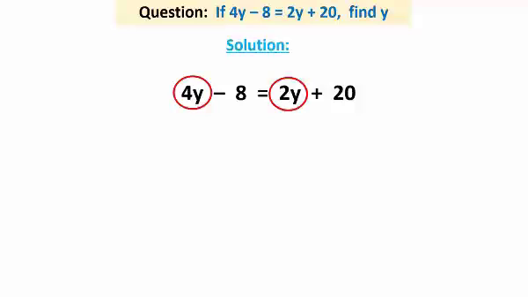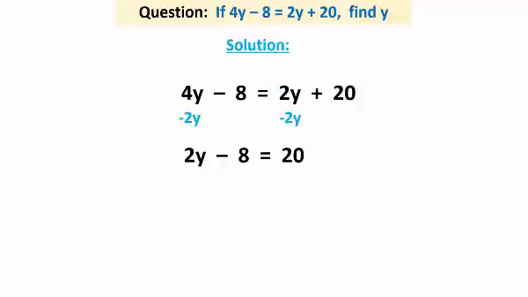Now, to group the like items, we need to subtract 2y from both sides of the equation. Note, 4y minus 2y will give you 2y, and 2y minus 2y will give you 0. So, the new equation becomes 2y minus 8 is equal to 20.